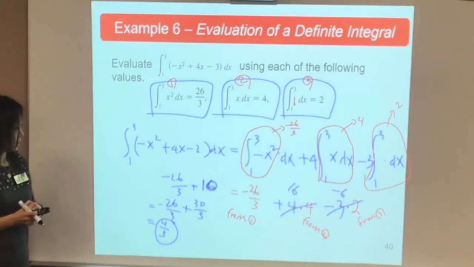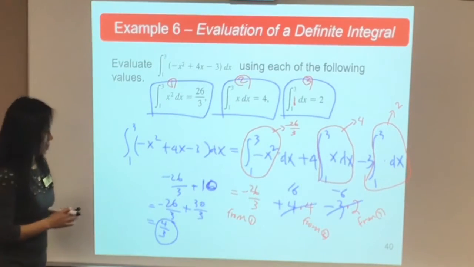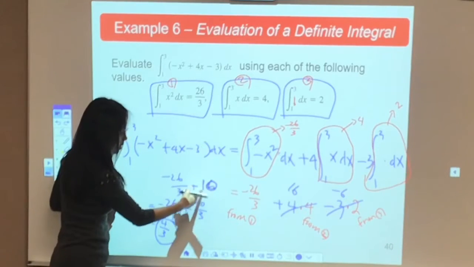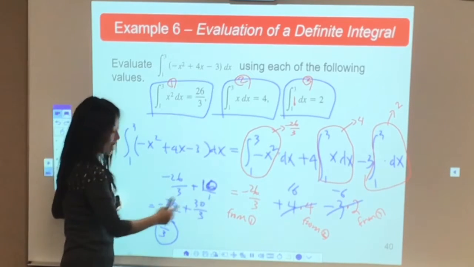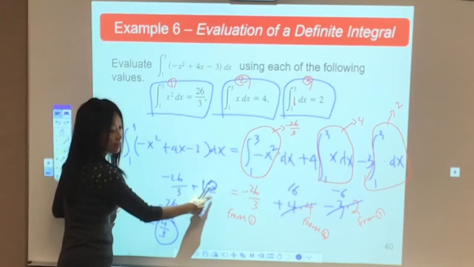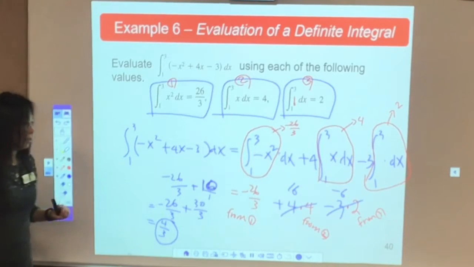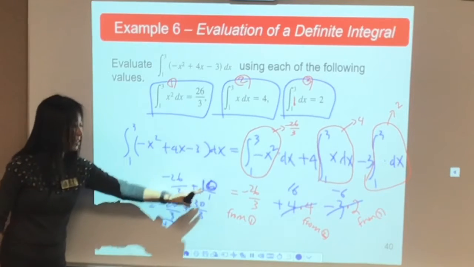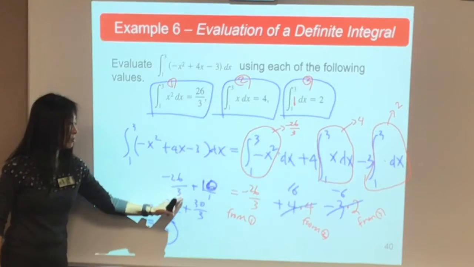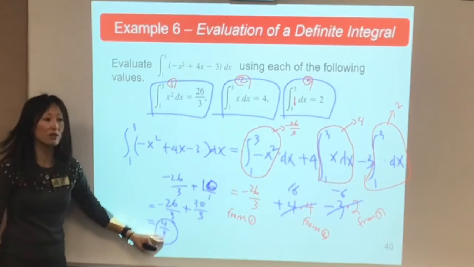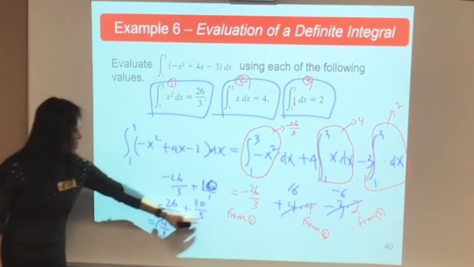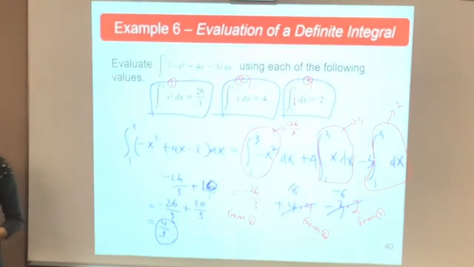Why did it go to minus 30 over 3? This is 10 over 1. Okay, I don't have the same denominator. So I make this into 3 to have the same denominator. If you want, you can just put this into a calculator. Negative 26 over 3 plus 10 will give you 4/3. I just did it the long way.